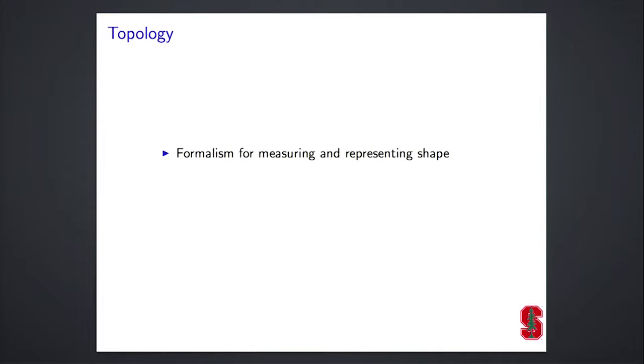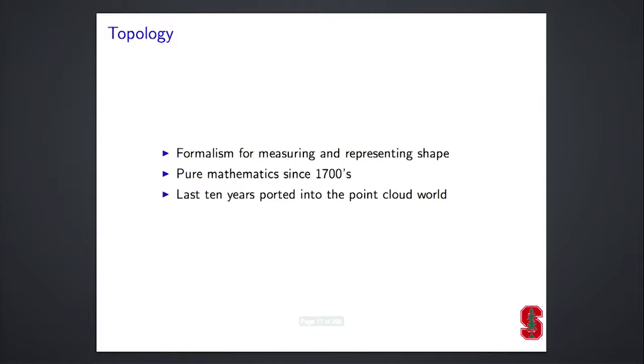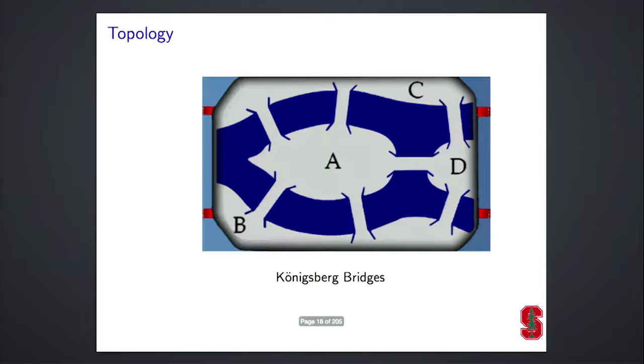Okay. Now, so what is topology then? Topology is the formalism for doing two things. We'd argue it's for measuring and it's for representing or modeling shape. It's been part of pure math since the 1700s, but in the last 10 years, the methods from topology have been ported into this world of finite metric spaces or point clouds, and that's what we'll be talking about today.